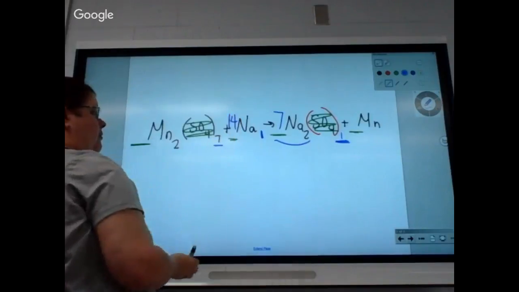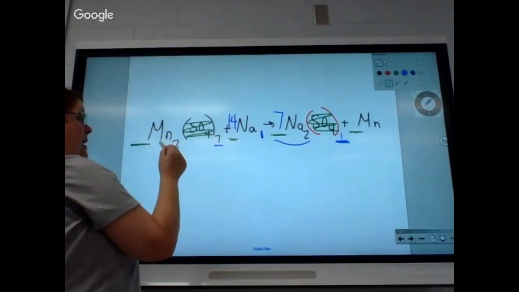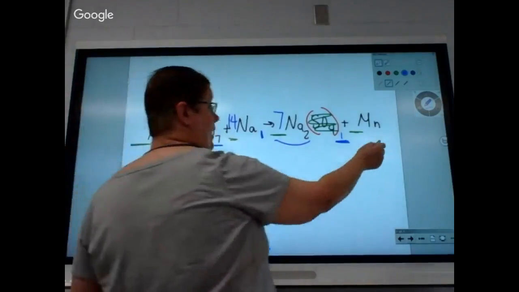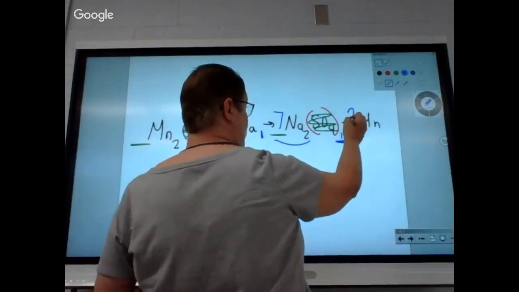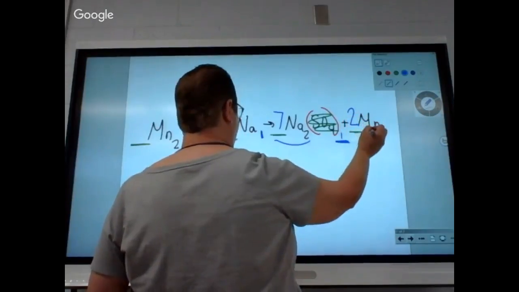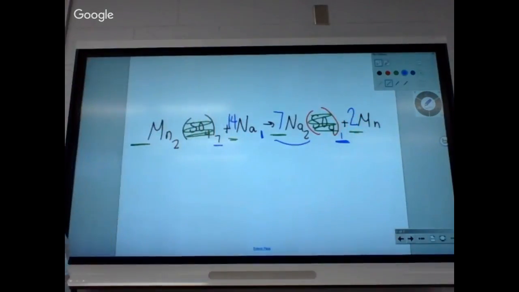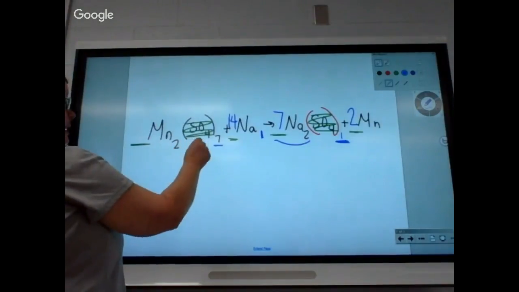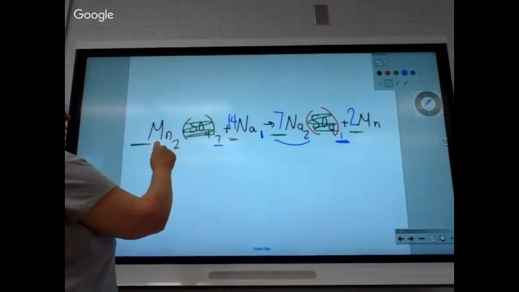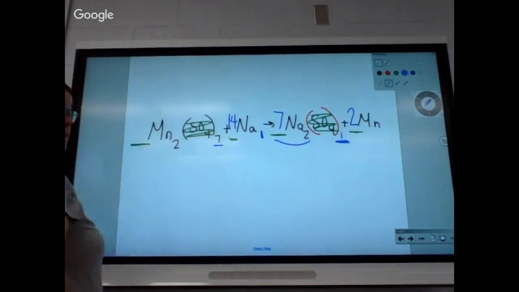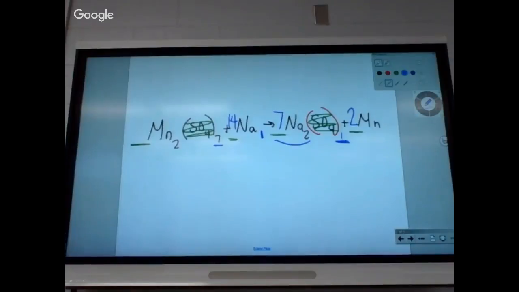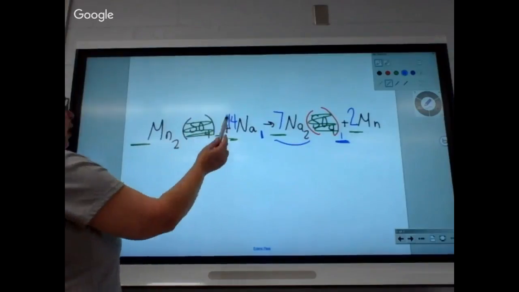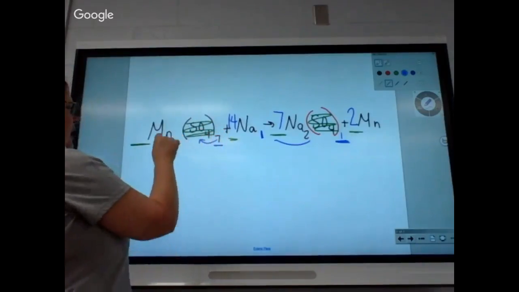From there, all we have left is MN. How many MNs are here? 2. How many are there? So I'm going to write a what? But doesn't that change the 7? Why would it change the 7? Like the 2 would go to the 7 subscript. No. This SO4 is independent of MN. That 7 does not go to the MN. It only goes to this thing. It does not go to that.